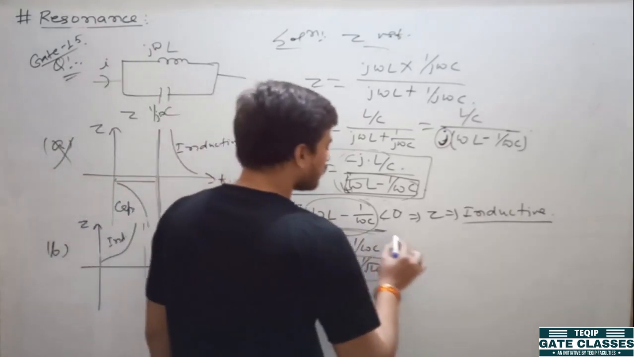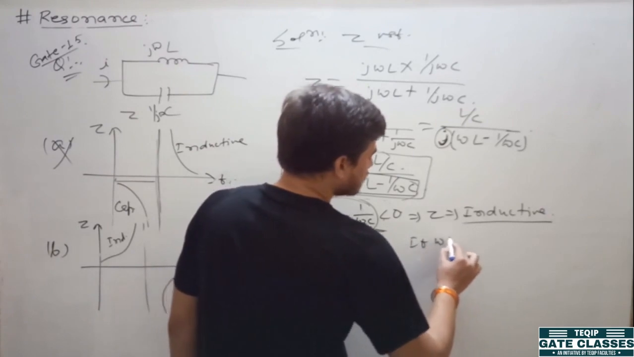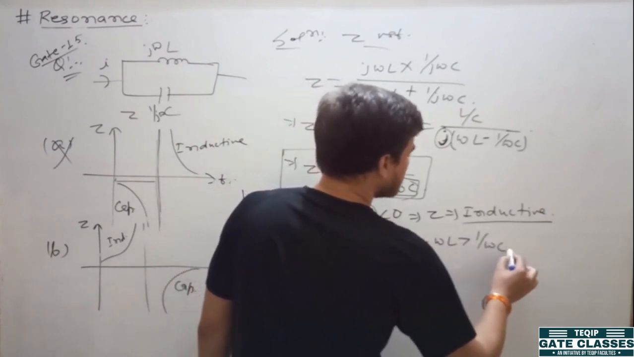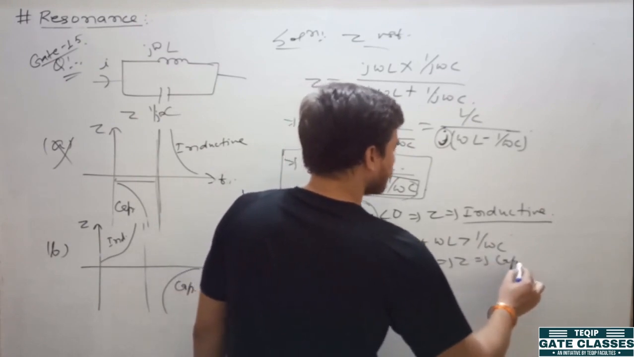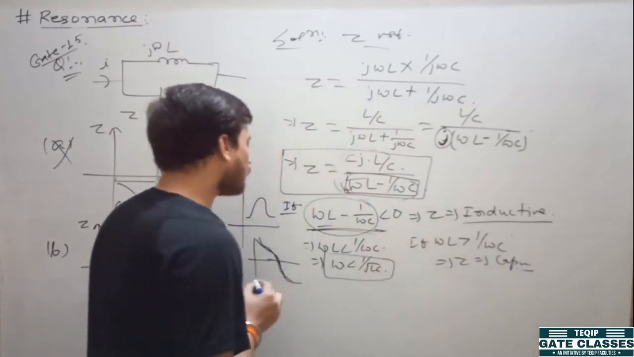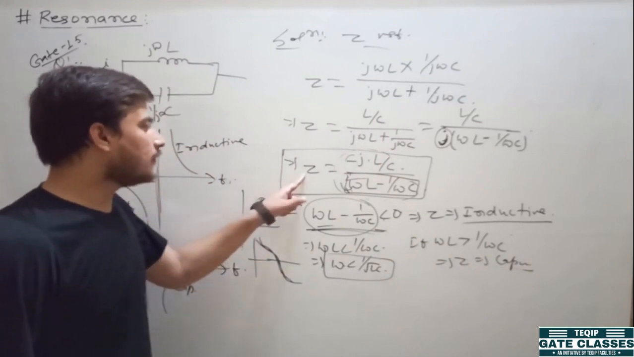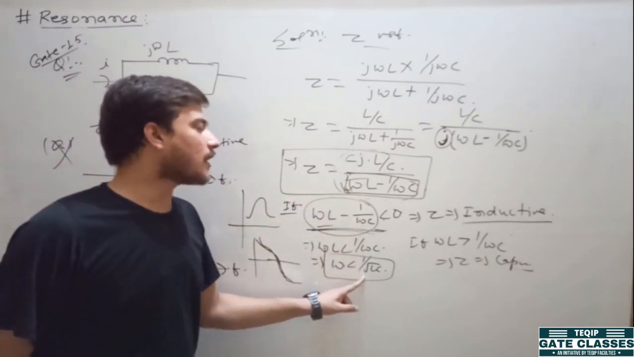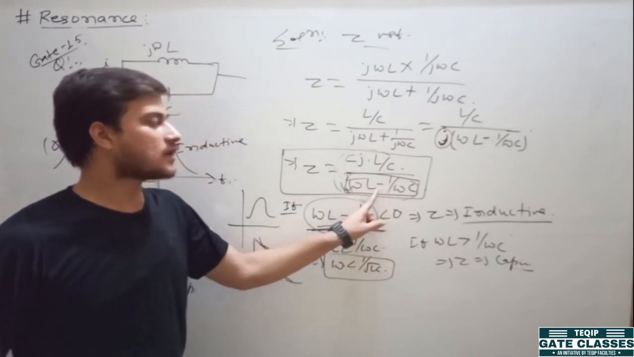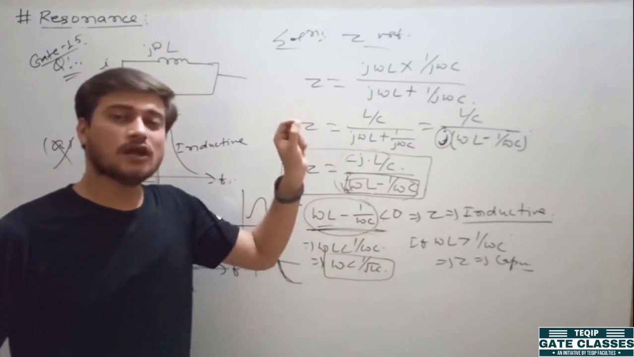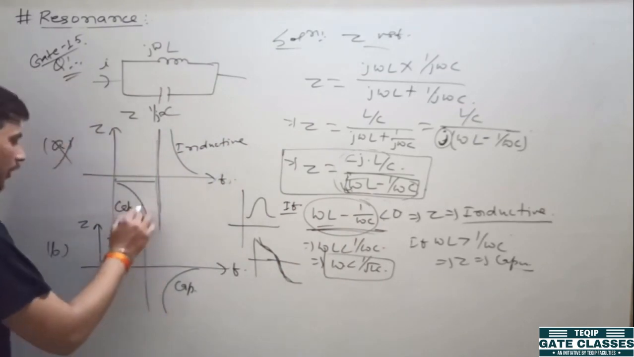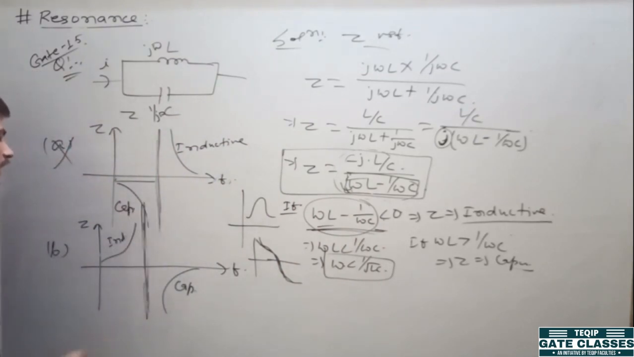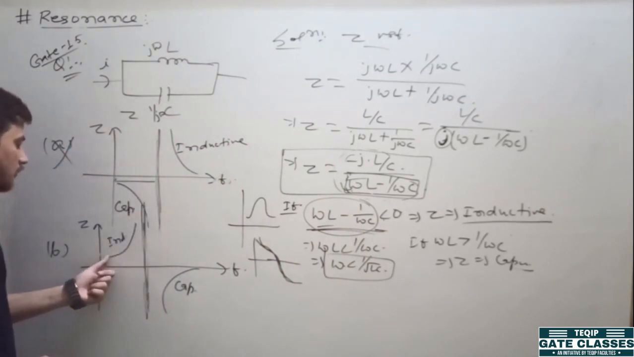Now see, if omega L is greater than 1 upon omega C, then Z will be capacitive. Now what will be the value of impedance at omega equal to 1 by under root LC? When these two terms are equal, the impedance will be infinity. So there will be the boundary. Up to the boundary it is correct. Now we have to check for the graph.